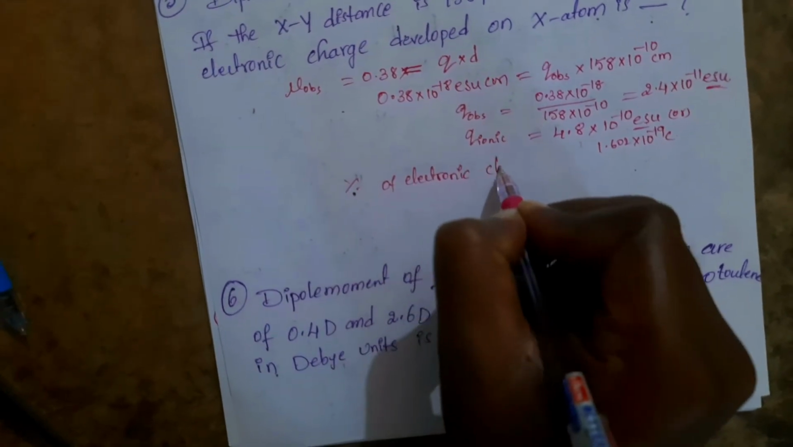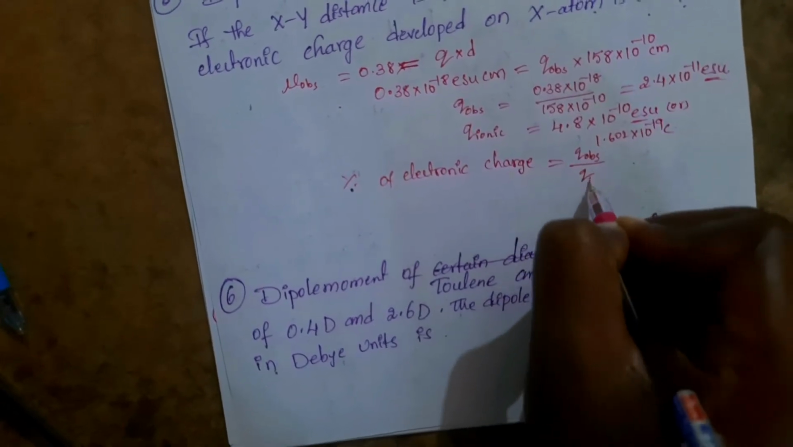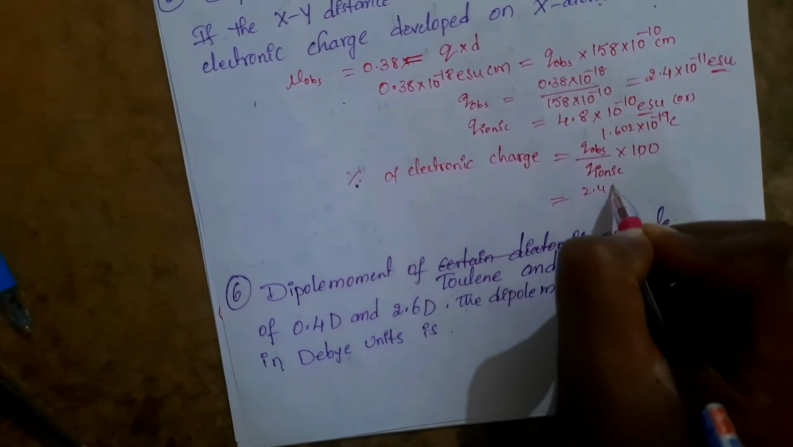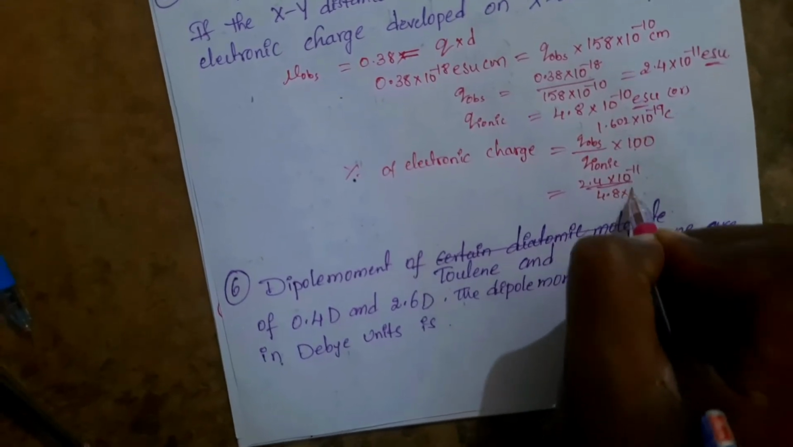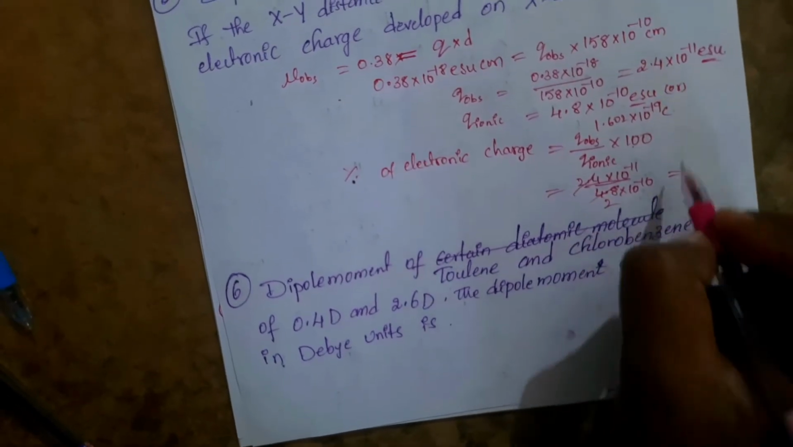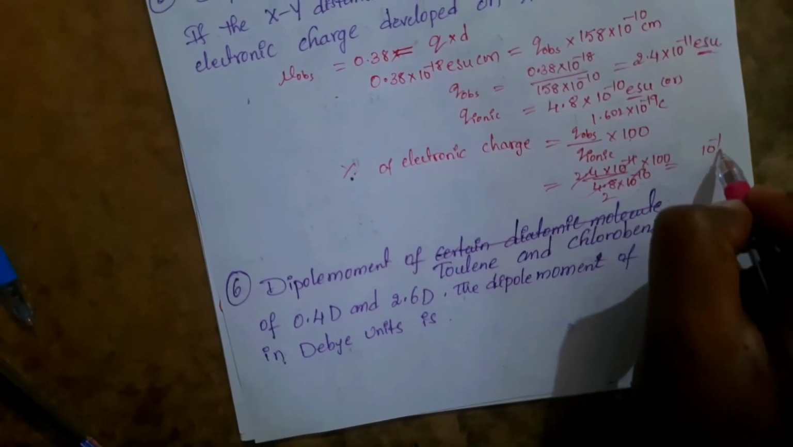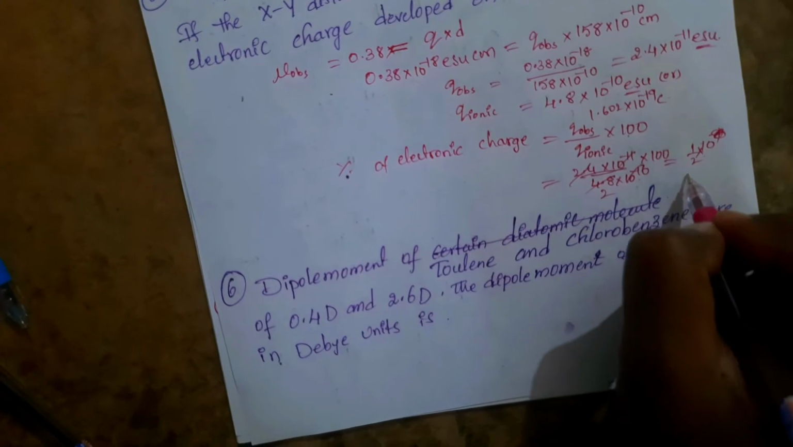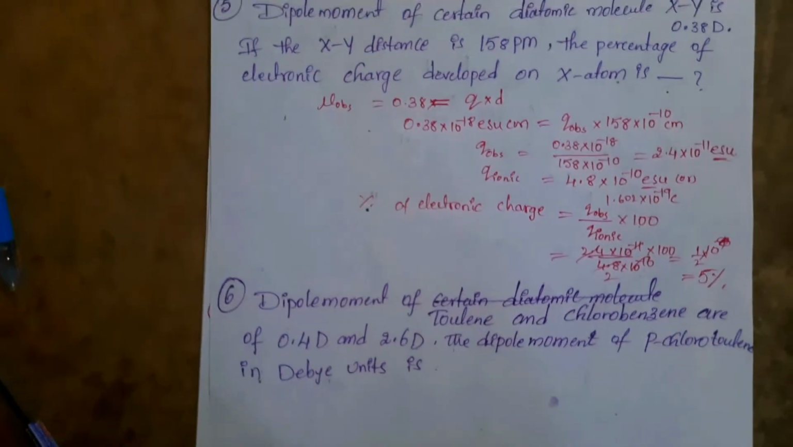Percentage of electronic charge will be how much here? Observed charge by ionic charge into 100. So observed charge is 2.4 into 10 power minus 11 by ionic charge 4.8 into 10 power minus 10. So 24 by 48 is 1 by 2, and 10 power minus 1 is there, into 100 you have to do. Into 100 means it will be 10. So 1 by 2 into 10, that is how much? 5%. How much percentage it is? 5%. Is that clear?